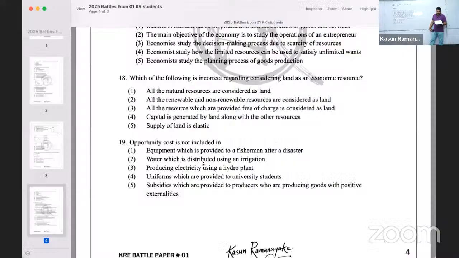Opportunity cost. Question number 19. What's the answer then? Third one. Question number 19: opportunity cost is not included in equipment which is provided to a fisherman after a disaster. After the tsunami, the government has decided to give them the boats.